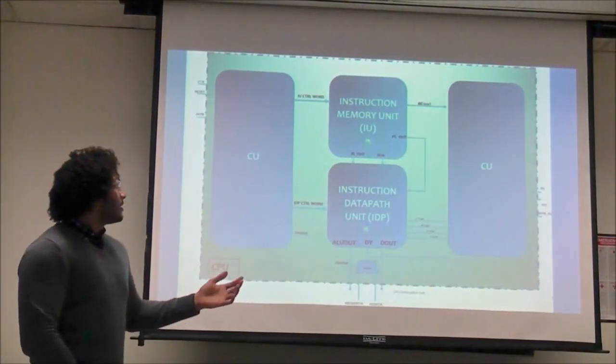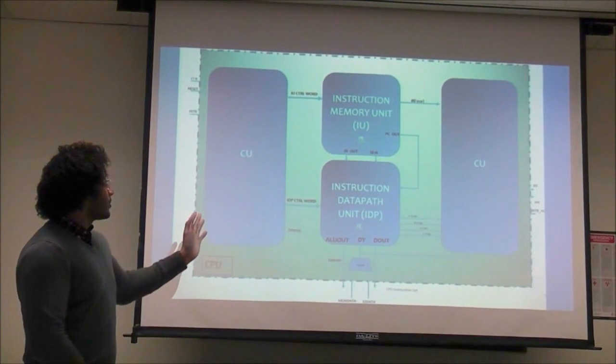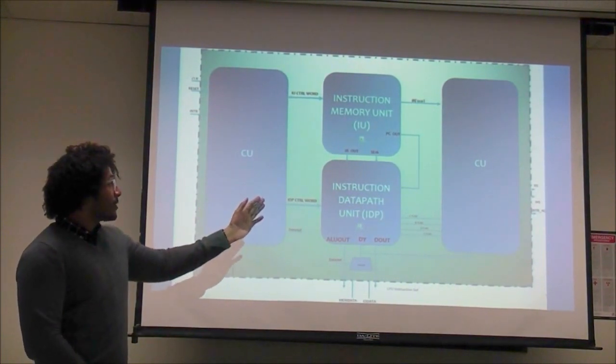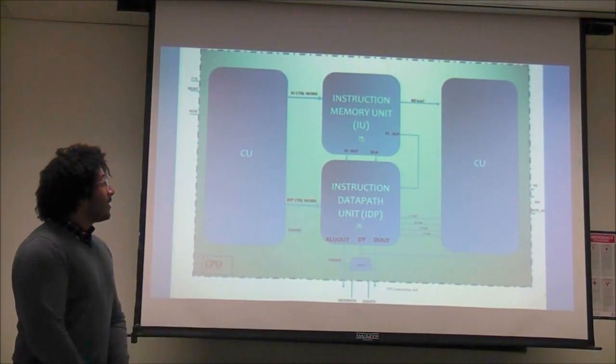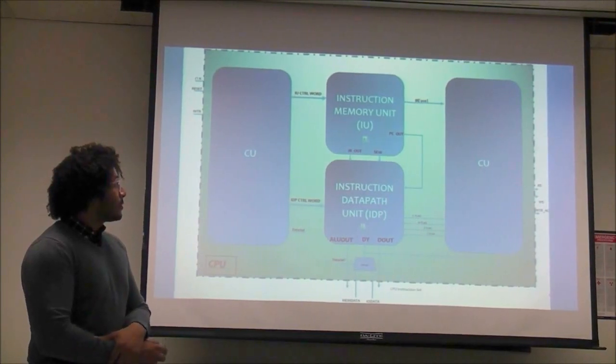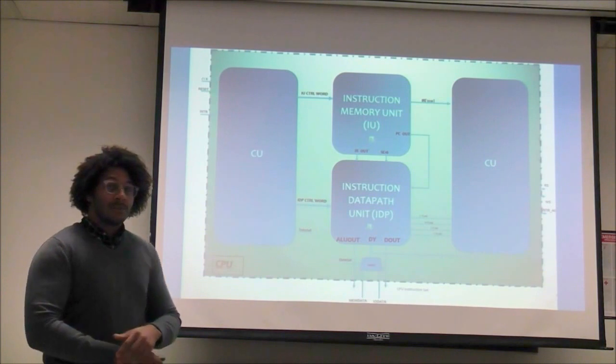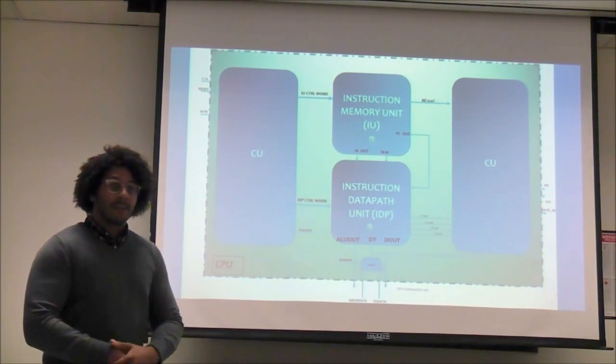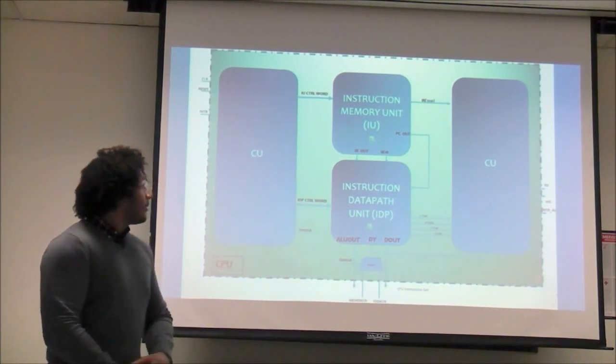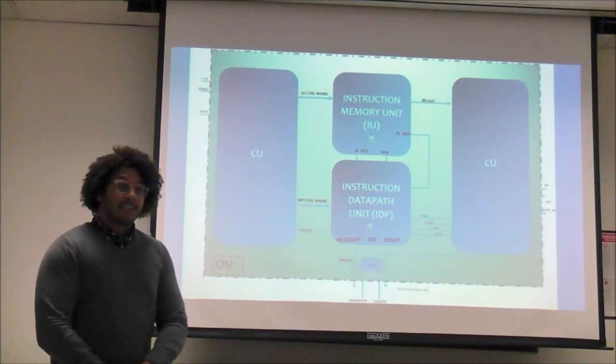All the control signals are going into the instruction memory and the IDP. Then connecting between the instruction memory and the IDP is PC out, which is used to save the current PC when we have an interrupt. We have the IR out and SignExtend 16.